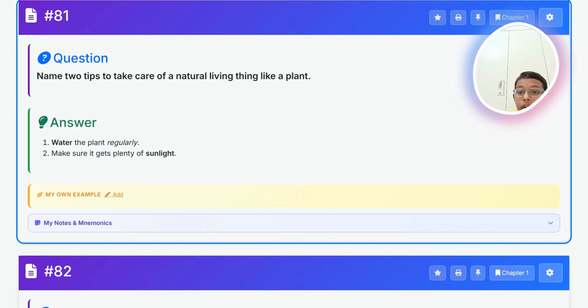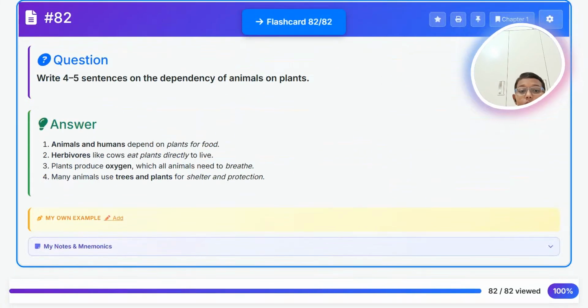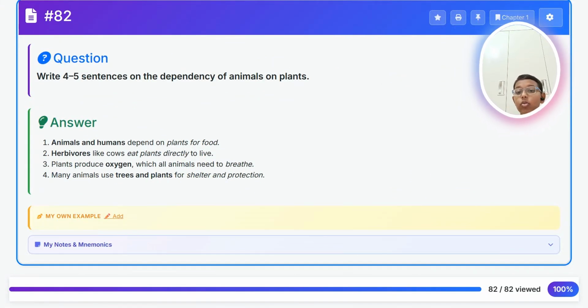Write four to five sentences on the dependency of animals on plants. Animals and humans depend on plants for food. Herbivores like cows eat plants directly to live. Plants produce oxygen, which all animals need to breathe. Fourth, many animals use trees and plants for shelter and protection.